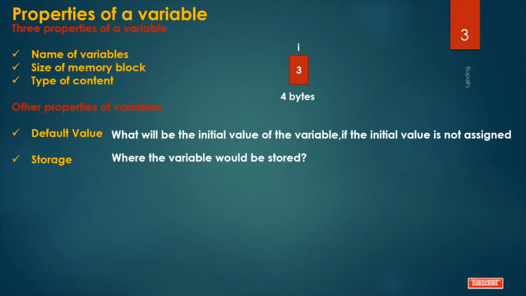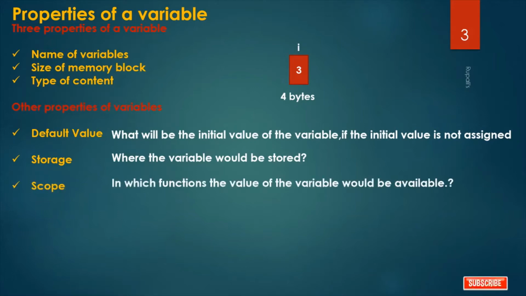Storage means where the variable would be stored, whether it is stored in memory or stored in a CPU register. Scope means in which function the value of the variable would be available and in which function it will not be available. Life means how long the variable would exist.